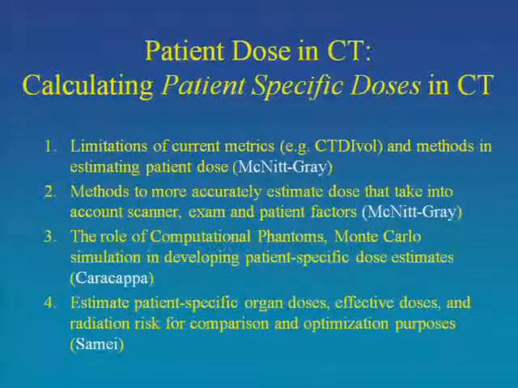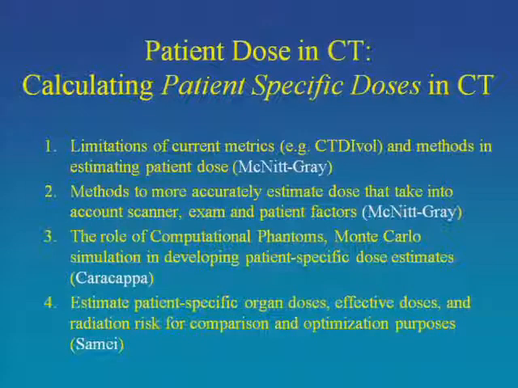I'm going to talk first about the limitations of current metrics like CTDIvol and methods in estimating patient dose, and then I'm going to talk a little bit about methods to accurately estimate dose to take into account scanner, exam, and patient factors. Peter is then going to come up. And so we'll have a couple minutes for questions in between that.